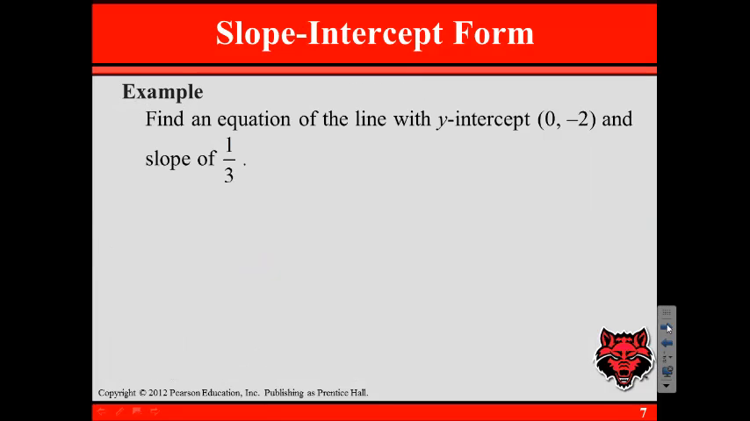We can also use information to find the slope-intercept form if that equation is not given. So let's find an equation of the line with the y-intercept 0, -2, and slope of 1/3. Just like any time where we see slope-intercept form mentioned, let's write the equation. Y equals mx plus b.